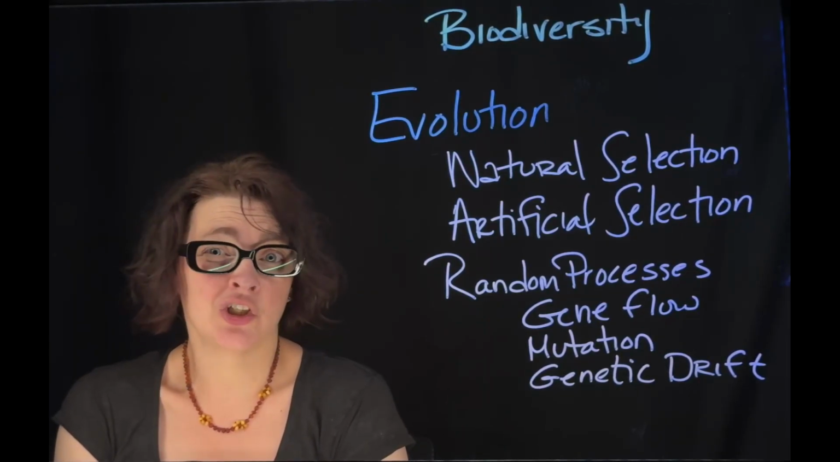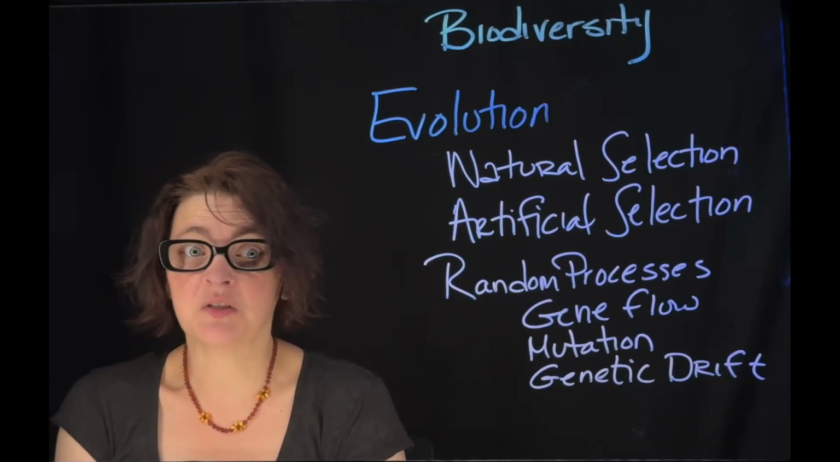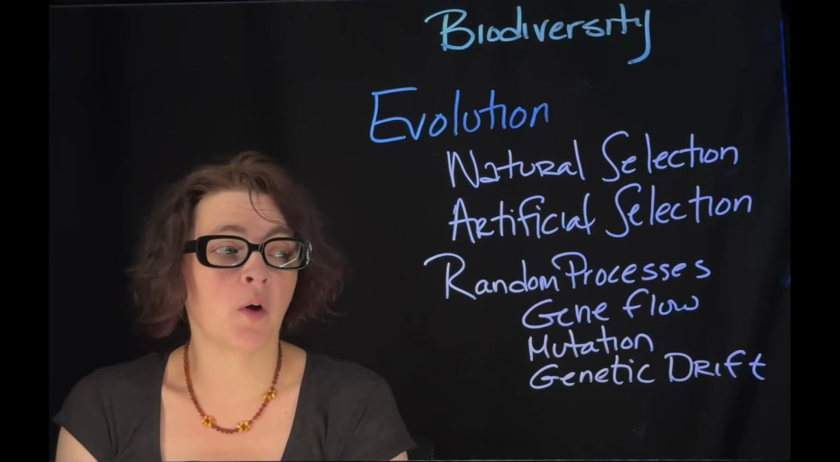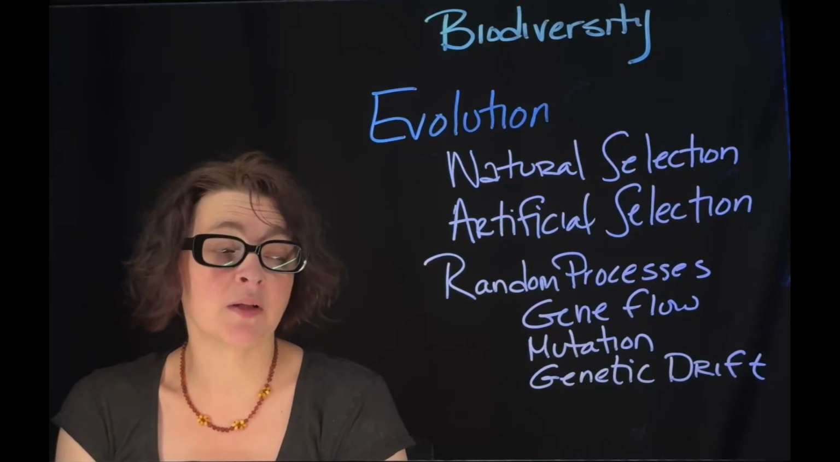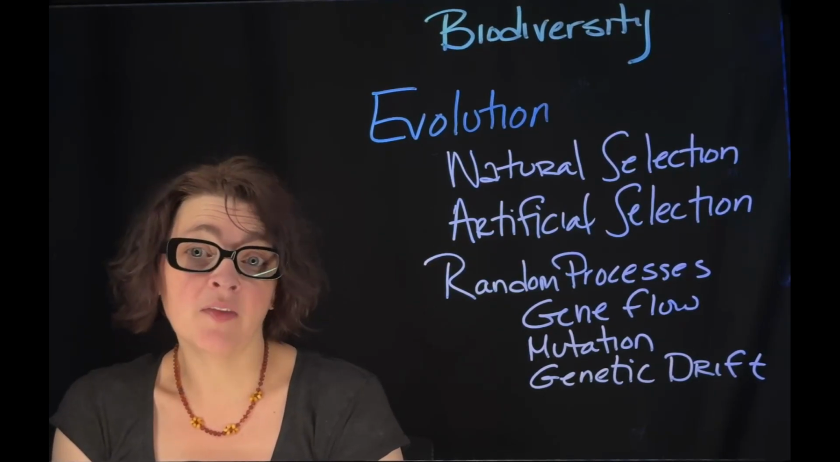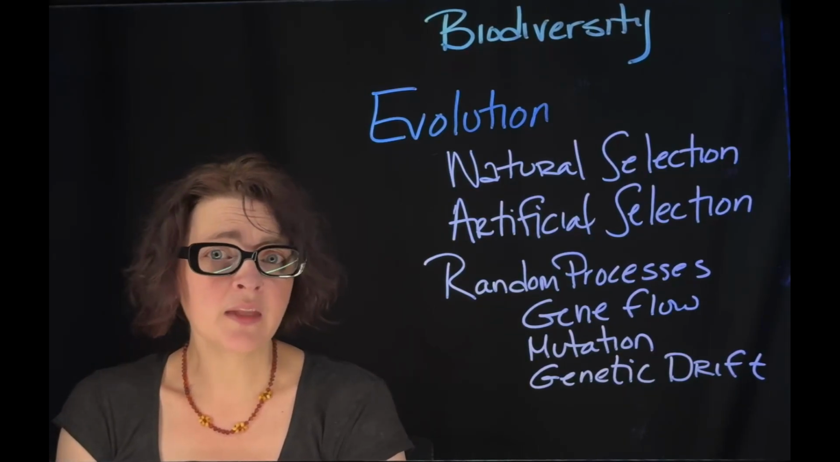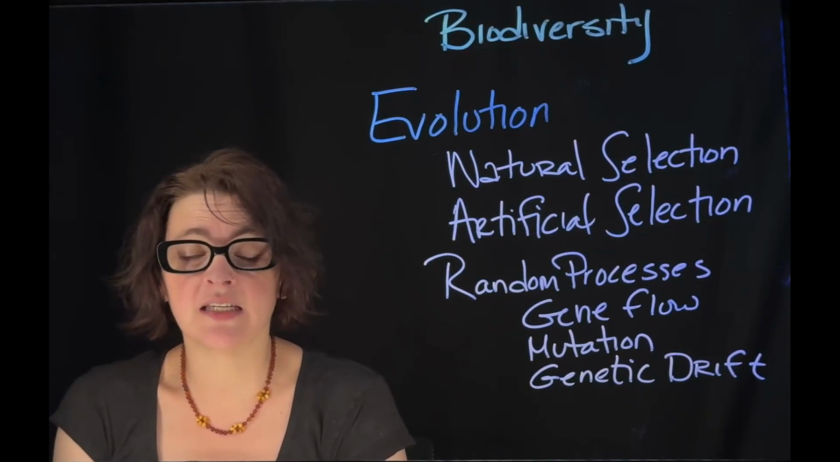A hurricane is not choosing necessarily for a certain type of trait. It's just coming through, and whichever organisms are surviving are going to be the ones that reproduce. So that population has gone through a bottleneck where the population was reduced, and whatever genes are left over are the genes that get to be passed on.